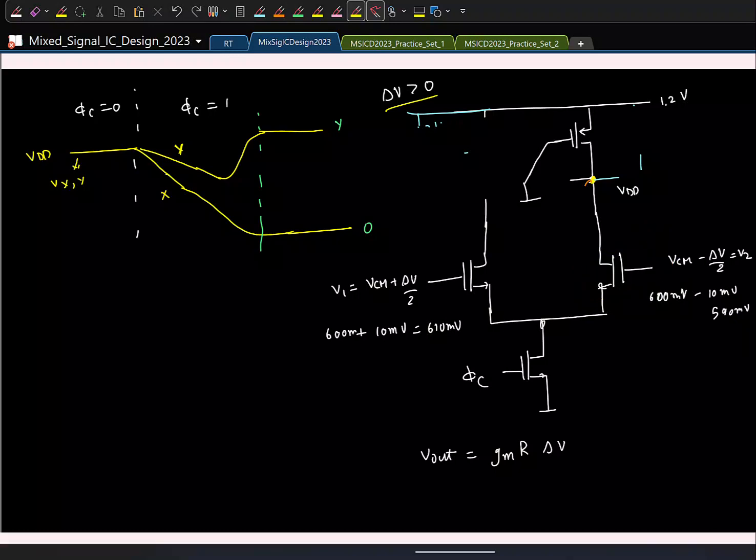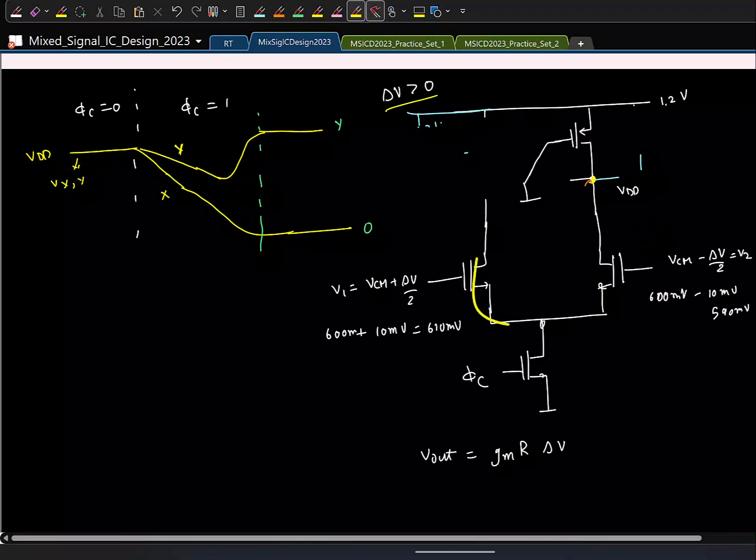It will be on. I mean, if you think about it, this pulls to ground. So this voltage is as good as ground, right? So this transistor will most likely be on, and this transistor is also on. So we'll have a direct path for the current to flow here, okay? And you're burning power here in this case.